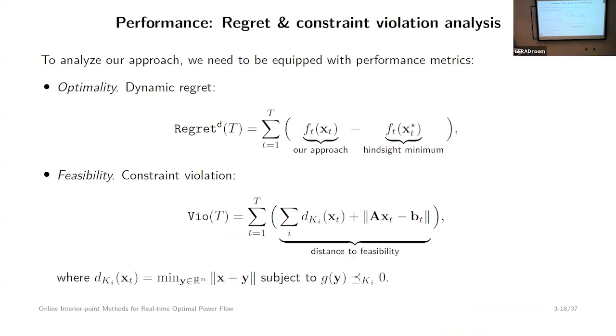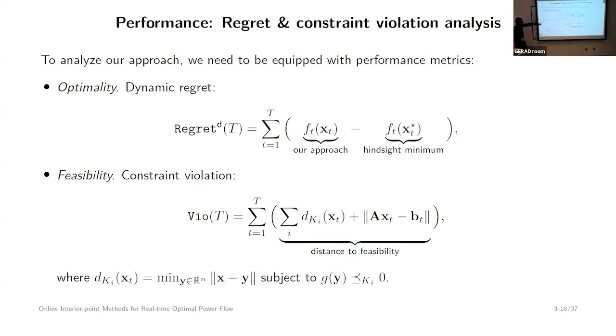Here we'll use two performance metrics because we have two things that change through time. Optimality. I'll need to be equipped with an optimality measure, and we'll call it the dynamic regret. What does the dynamic regret tell us? It compares our approach's performance with an oracle that always plays the hindsight optimum. So the hindsight minimum is always our comparison. In implementation, we'll never use that. This is really for design purposes, but that's how we can design our algorithm.